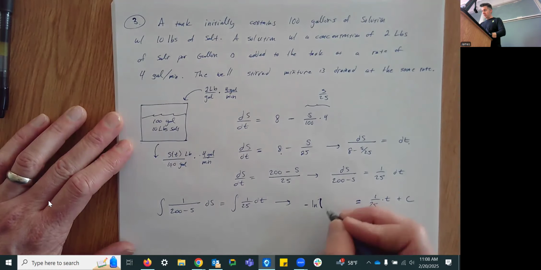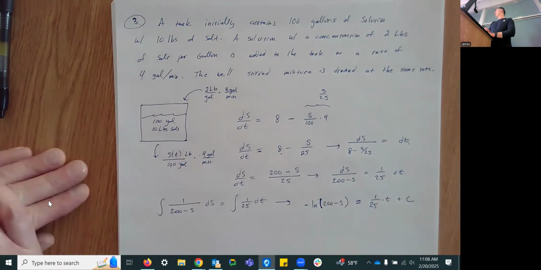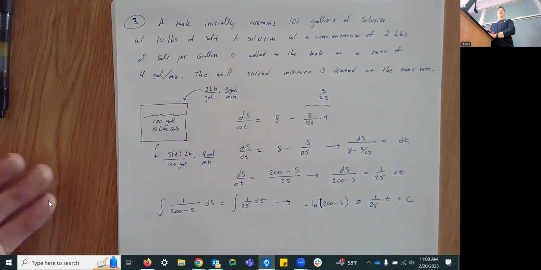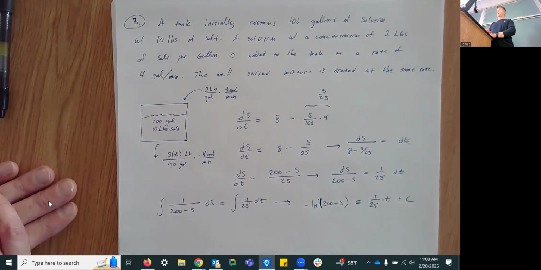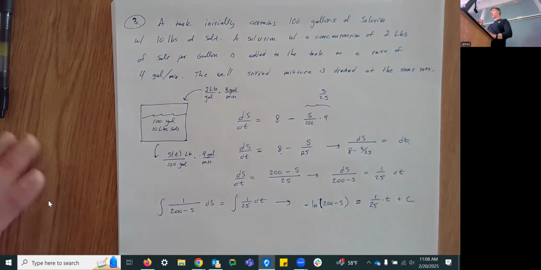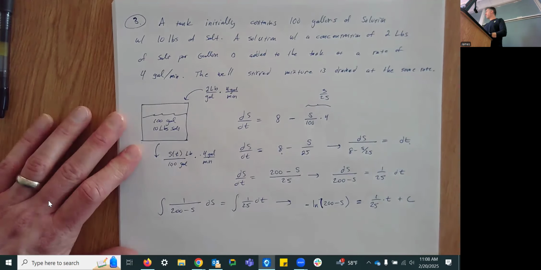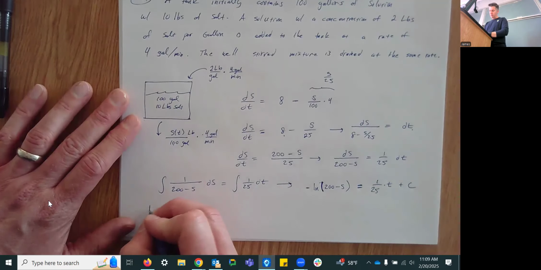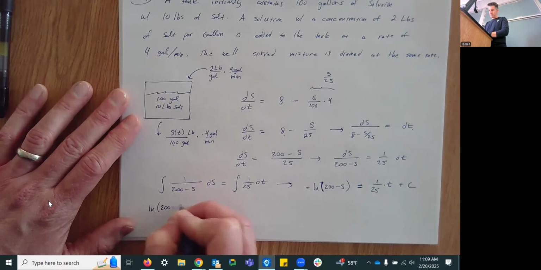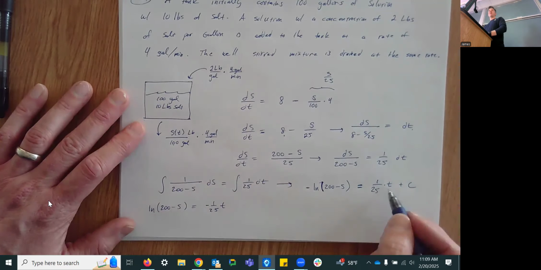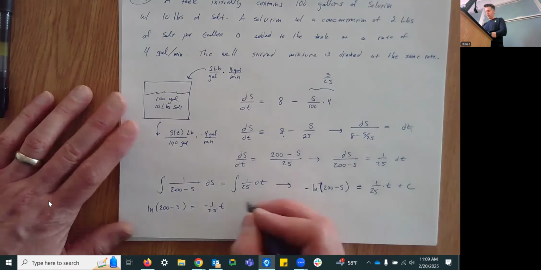Left-hand side is going to be the negative natural log of 200 minus s. And I'll talk about it again, but I'm not going to write it down. We've talked about how we can ignore the absolute value here. We don't need to worry about it because it's going to get dealt with when we do the plus or minus e to the c, essentially. So we're okay. Solving, here's what we're going to get. Multiply both sides by -1. We have the natural log of 200 minus s equal to -1/25 times t. -1 times a constant, still a constant. I'm going to write plus c.